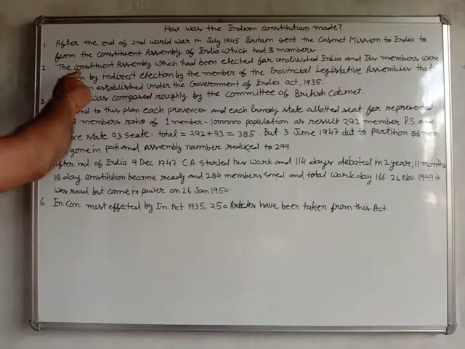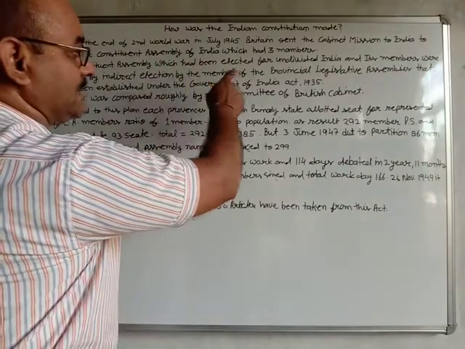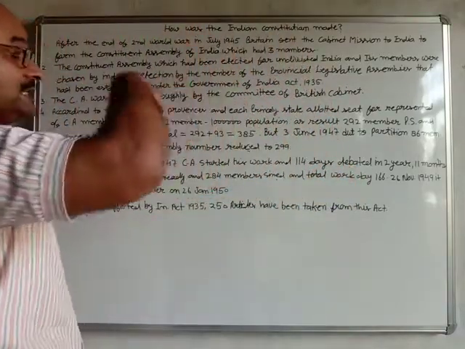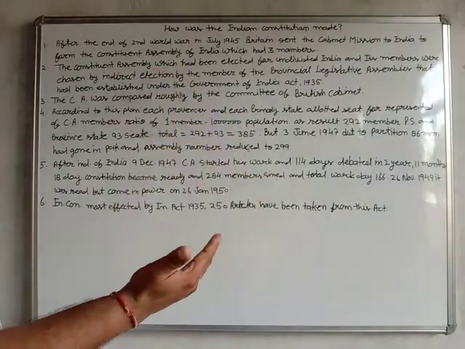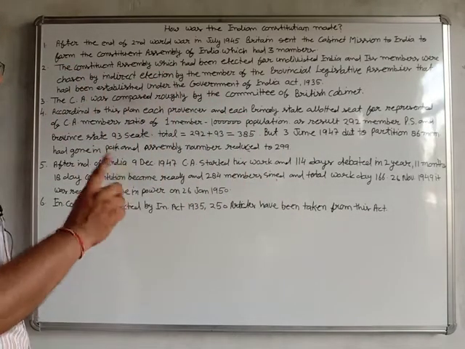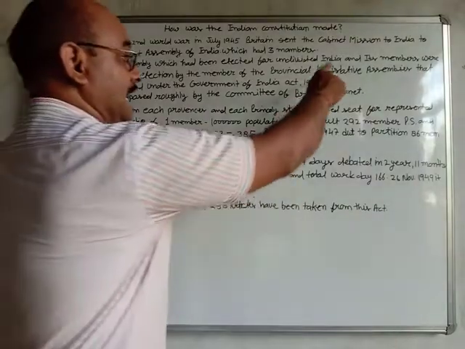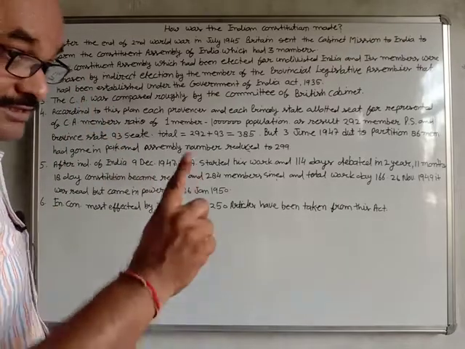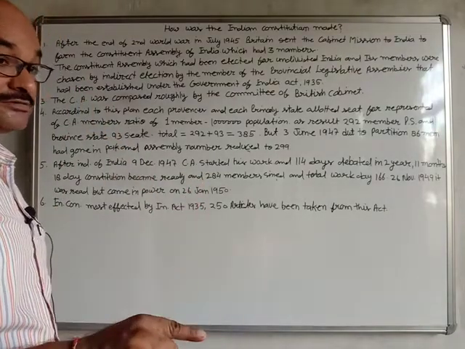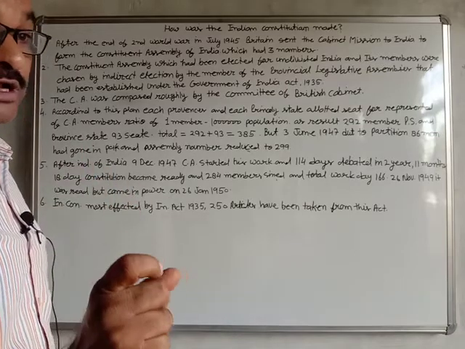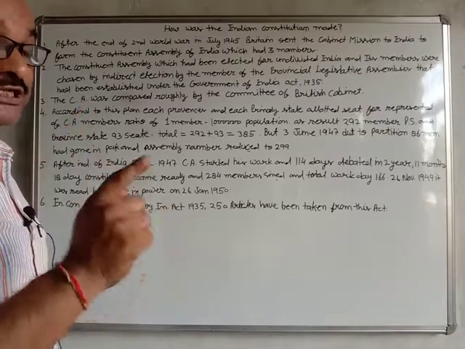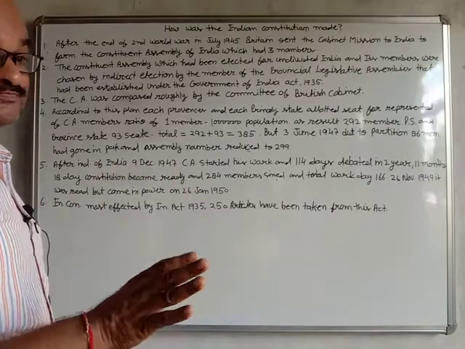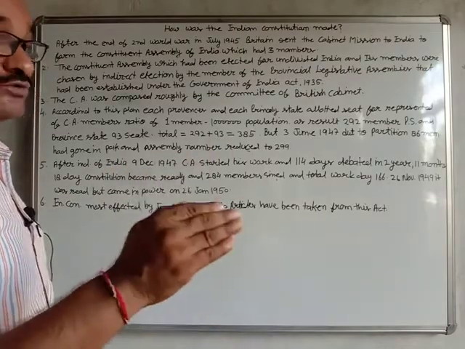Then the Constituent Assembly was elected for undivided India. When the Cabinet Mission came and started the process for formation of the Constituent Assembly, India was undivided. Its members were chosen by indirect election. The reason was that at that time India had not formed the electoral roll, and the population was not counted by census. So without an electoral roll and without a census, it was not possible to hold direct election.